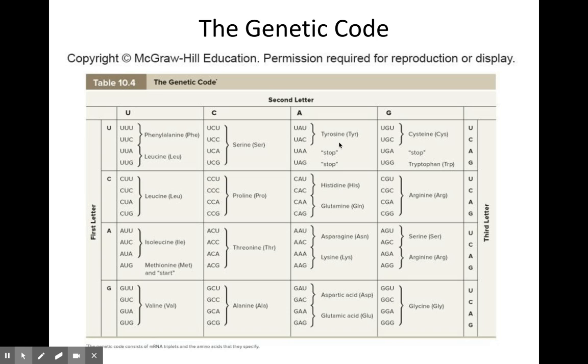So if we look at this chart, cysteine is going to be UGU in humans and cats and frogs and snakes and spiders and plants and dahlias and everything. So we call it a universal genetic code, meaning all organisms use these sequences as the sequences for amino acids.